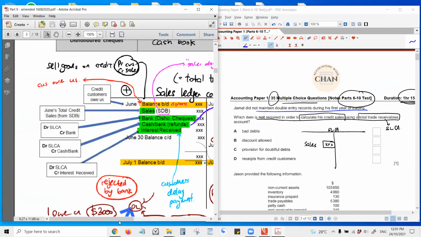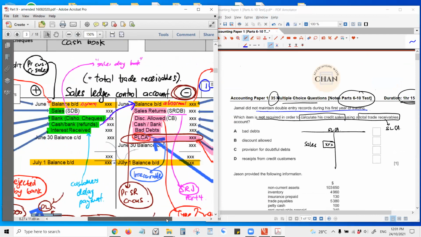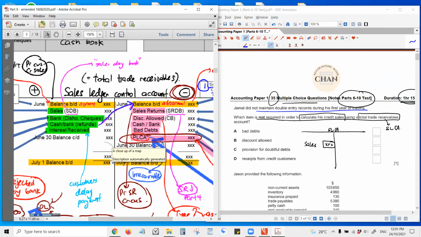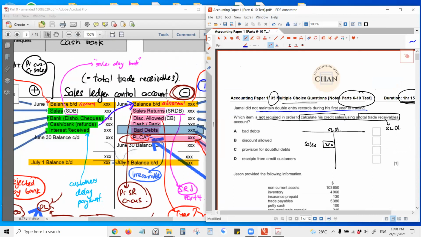I know it's very crowded here, but yours should be tidy. So you see, bad debts is here. So A is not the answer because bad debts is required to be here for you to find the missing figure.